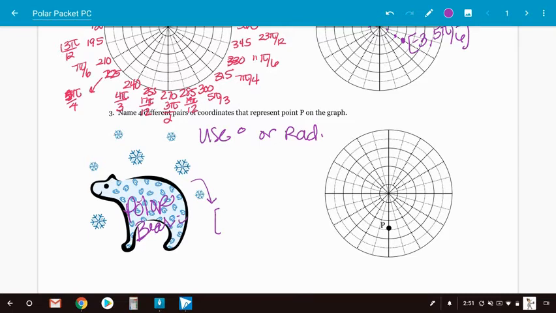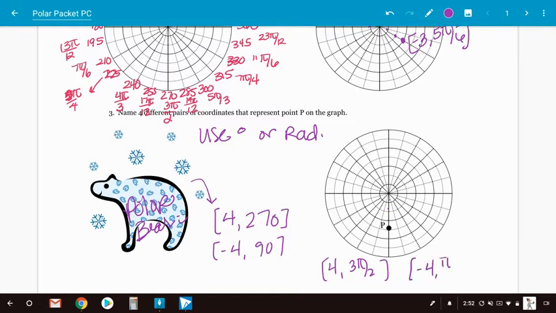And so, for example, one of these that I'm going to do is 4 and 270. And likewise, I could do -4 and 90. So that would go the opposite direction. I could use 4 and 3 pi over 2. Or -4 and pi over 2.